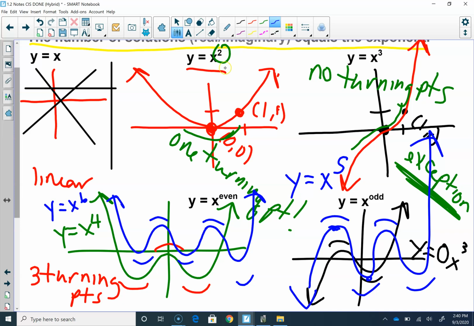And what an even powered graph looks like, which would be like a parabola, even if it was opening down, it'd still be a parabola. And what an odd exponent looks like. And that's where it goes from negative infinity to positive infinity, and there's so many of these little loops in here.